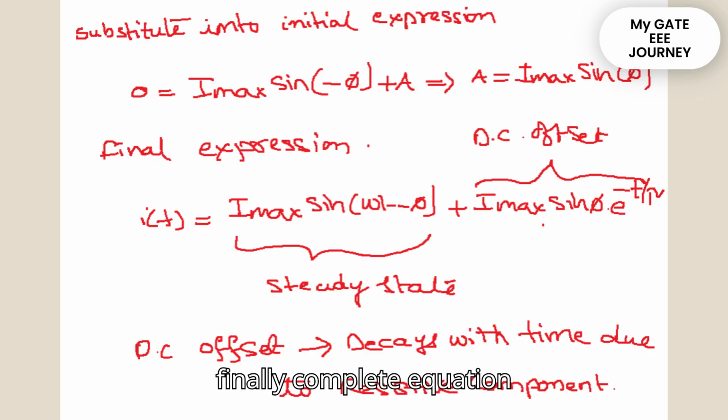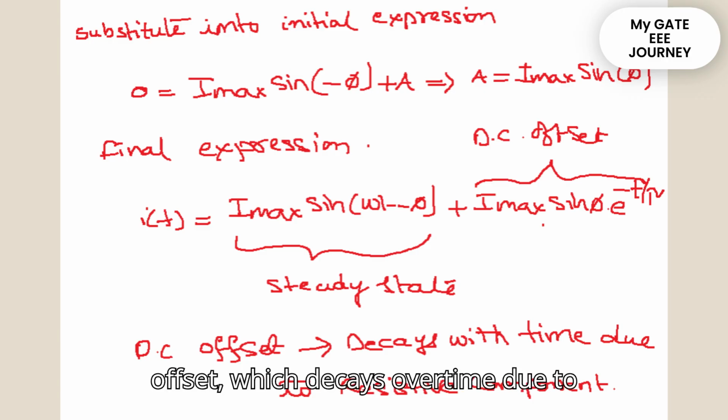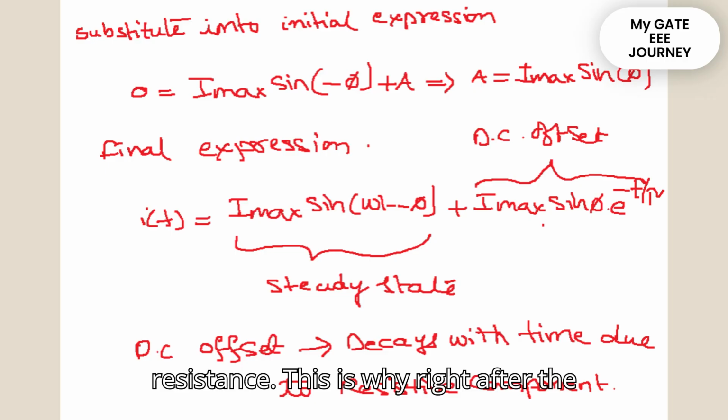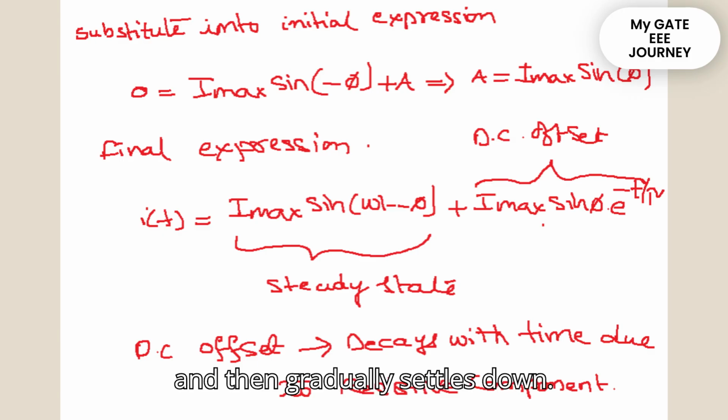So if we write the final complete equation, I of t is equal to I max sin(omega t minus phi) plus I max sin phi into e power minus t by tau. The first term is the steady state AC current. The second term is the DC offset, which decays over time due to resistance. This is why right after the fault, the current can momentarily double and then gradually settles down.